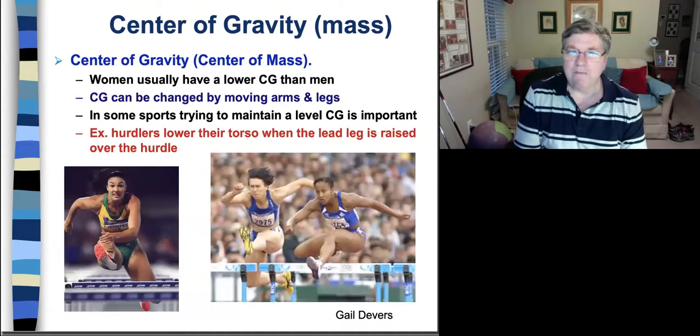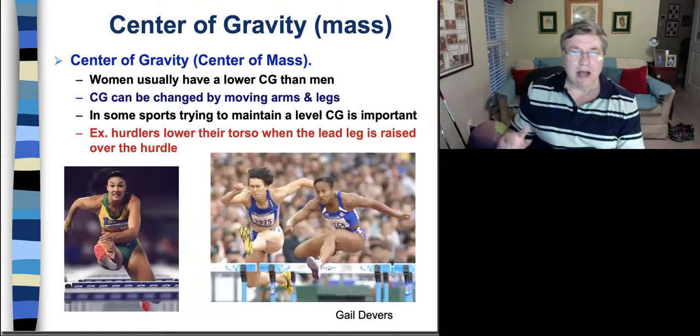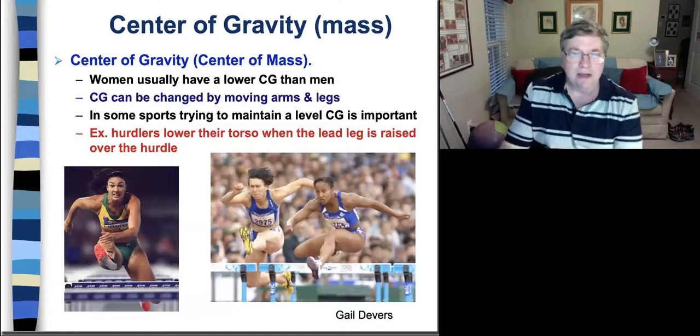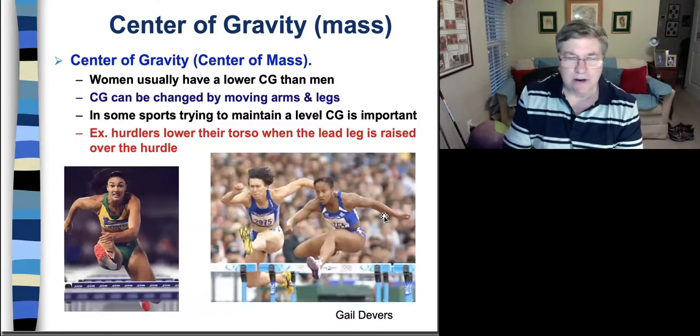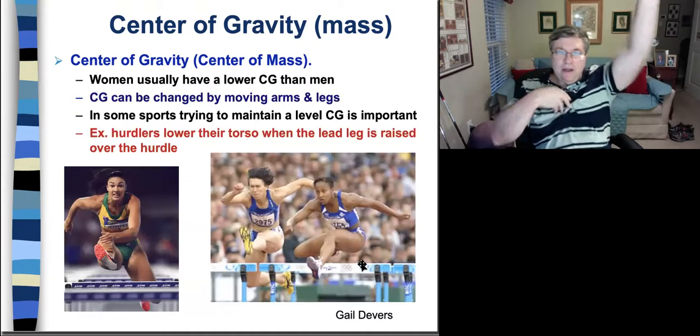Sometimes with the center of mass and center of gravity, we want to keep it steady. A classic example, and we see Gail Devers here, is the hurdles. With the hurdles, when we raise a leg or raise an arm, that would raise our center of gravity.